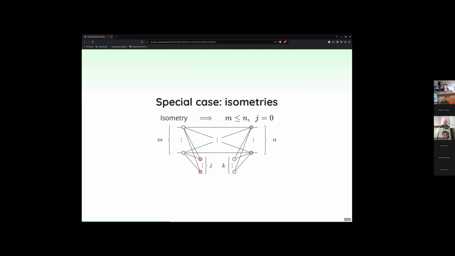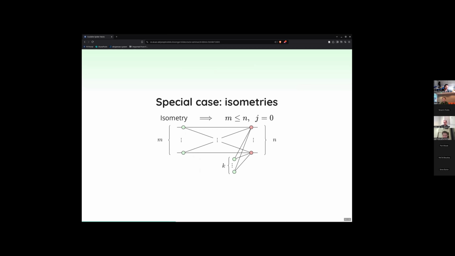The isometry case is not very far off from that. So this is obviously a bit weaker. An isometry says that its adjoint is actually just a one-sided inverse. This implies that I have to have fewer inputs than outputs, and still that these interior X spiders should not be there. Okay, so J equals 0 in this diagram. So I end up with something that looks like this.